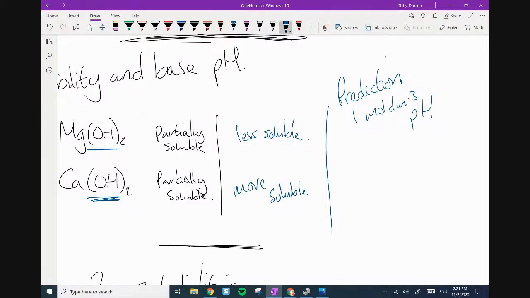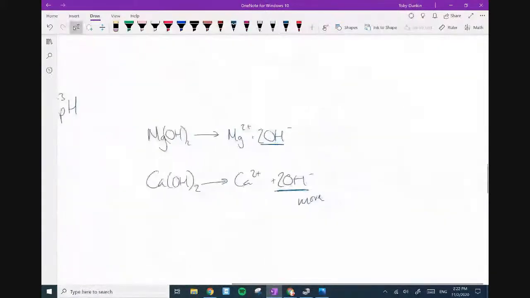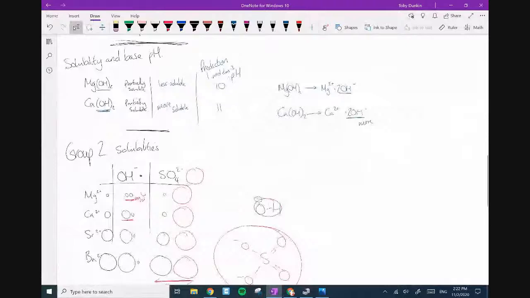Well, sodium hydroxide of 1 molar is pH 14. I'm going to say this is going to be something like pH 10. The calcium hydroxide will be greater. I'm going to put it at 11, 12. Which one do I want to go for? I'm going to go for 11. Okay, let's check them out. We can run the calculations now.